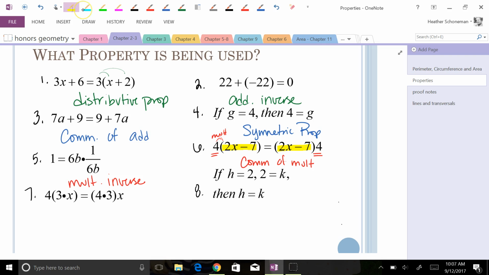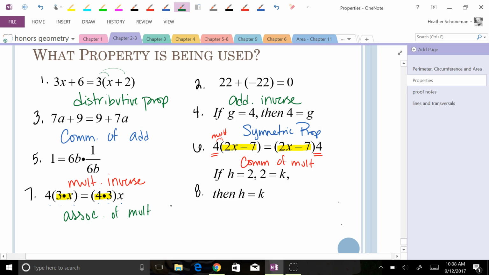Now compare number 6 to number 7. In number 7, the parentheses are different. One has 3x, one has 4 times 3, so we've changed the groups. But notice the order, 4, 3x, 4, 3x, is the same. So when you change the groups but not the order, that's the associative property of multiplication.